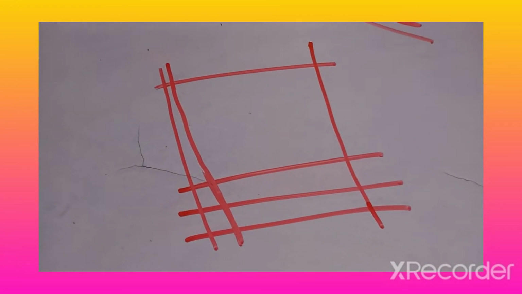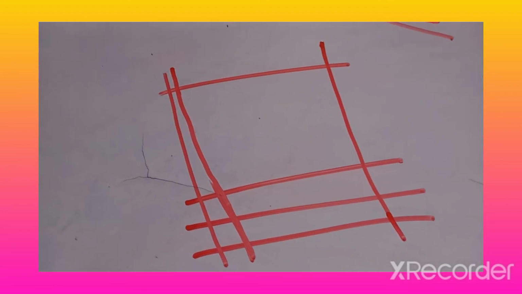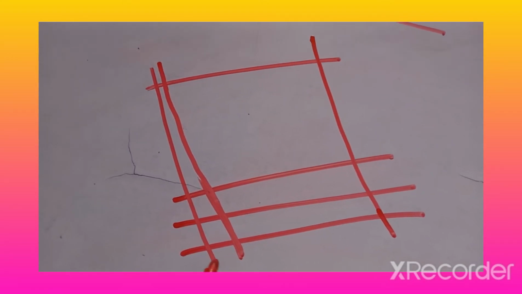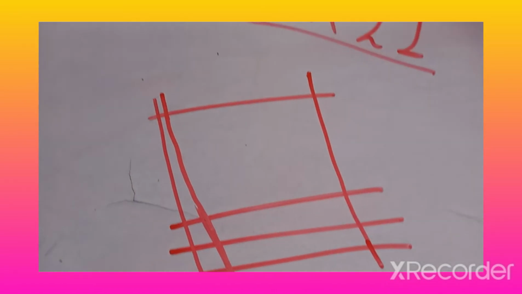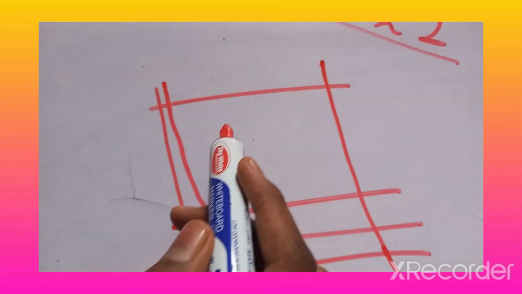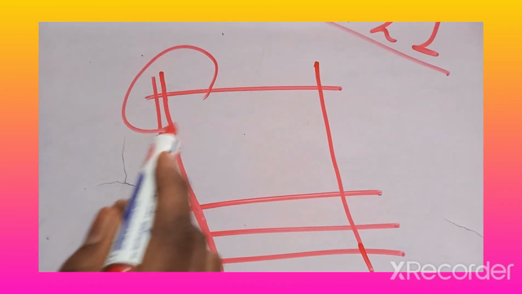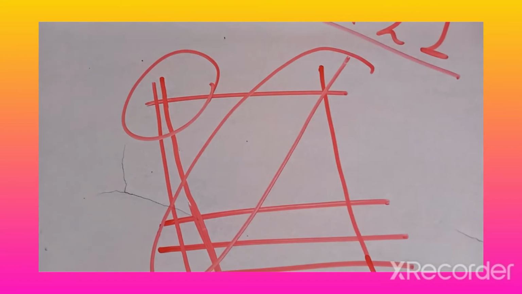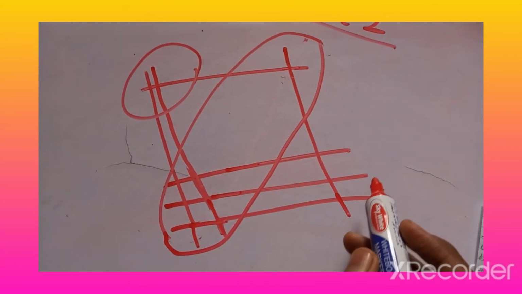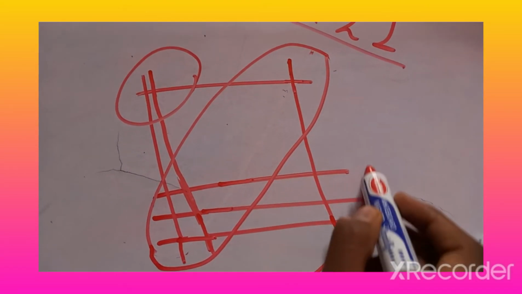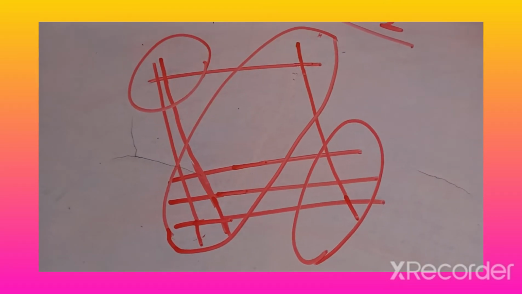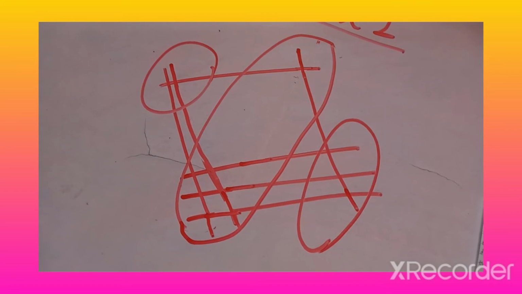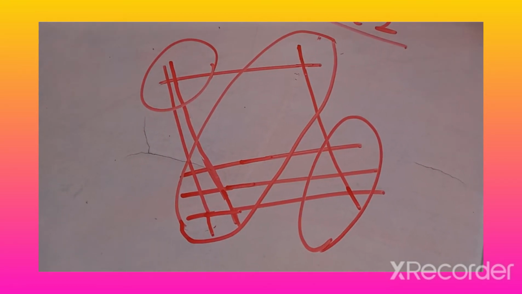Then we have to count the number of intersections after dividing this into 3 zones. The first zone is this one, the second is this one, and the third zone is this one. Then, starting from the right hand zone, we have to count the number of intersections.